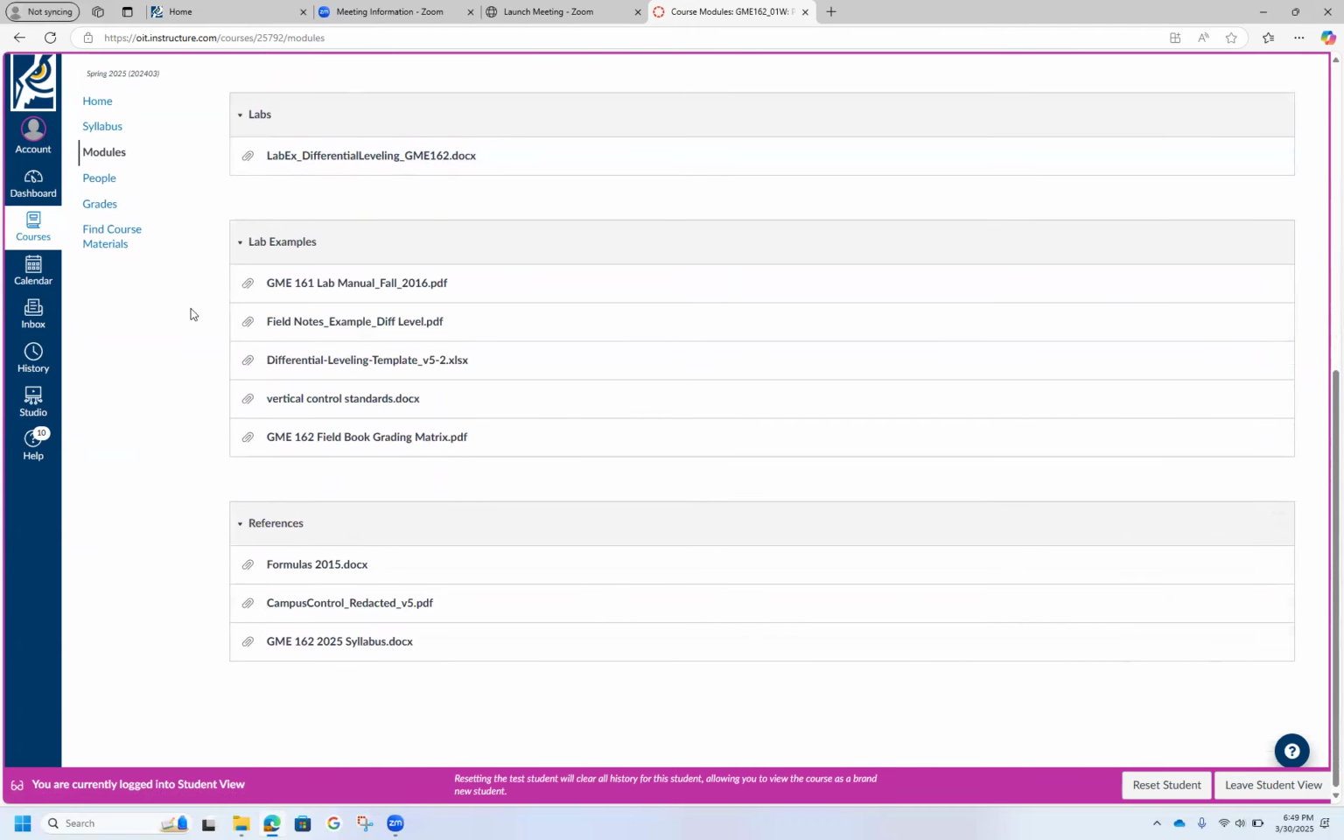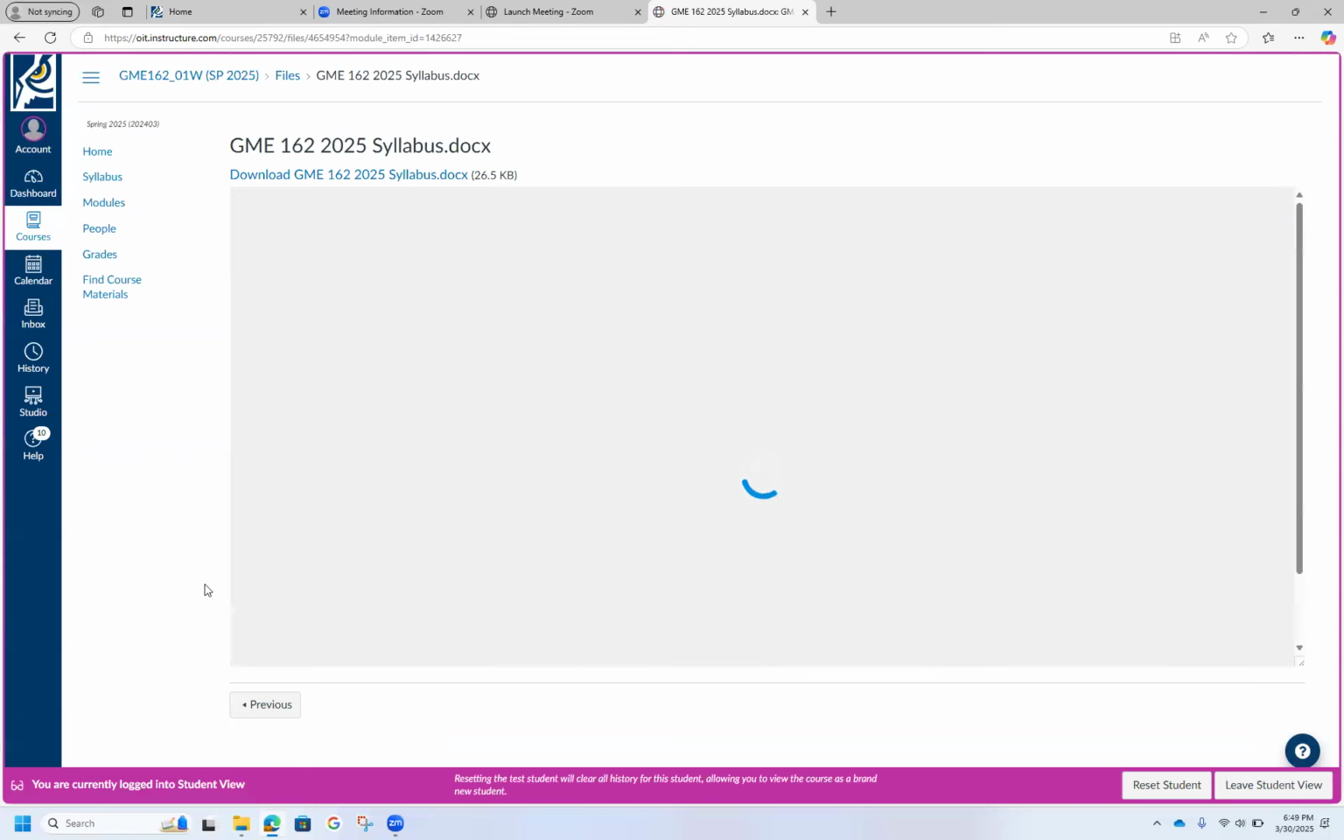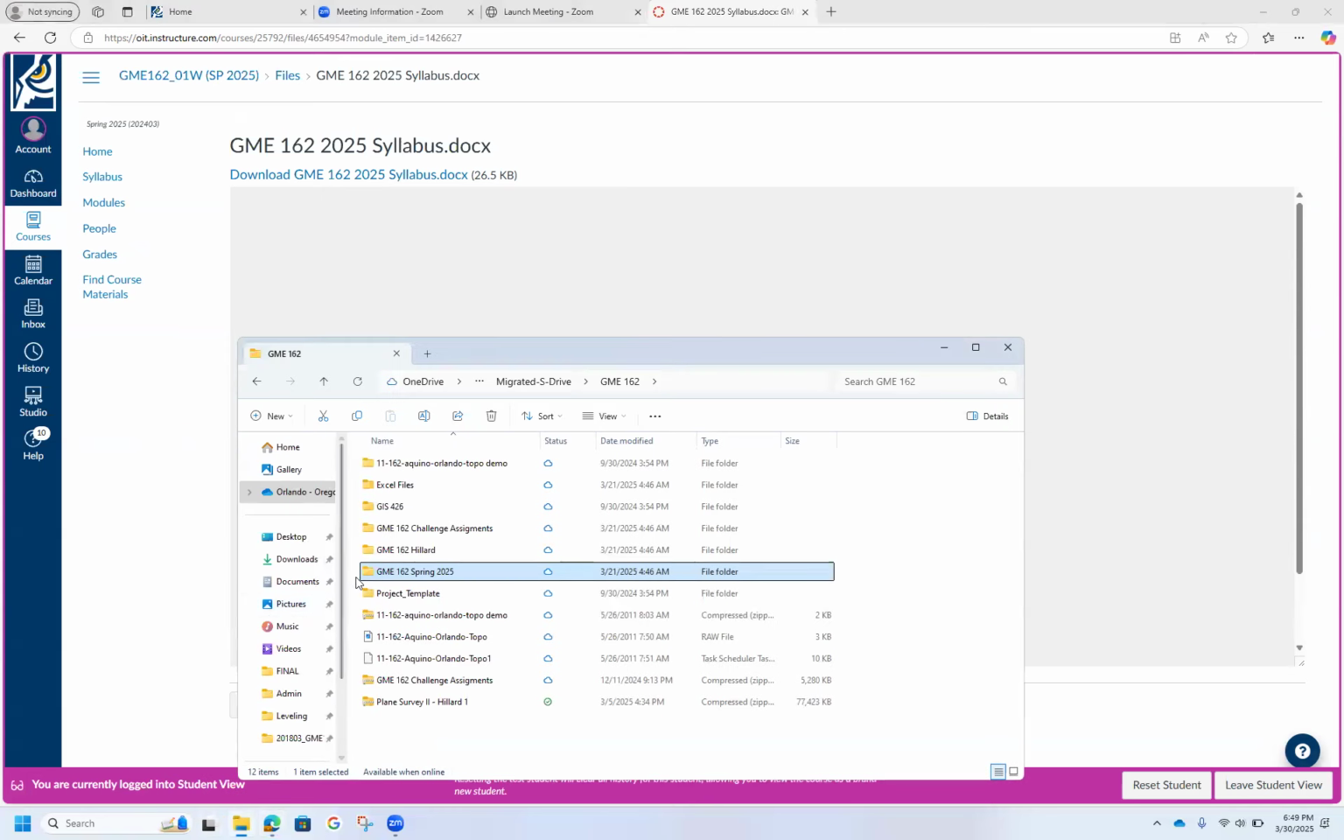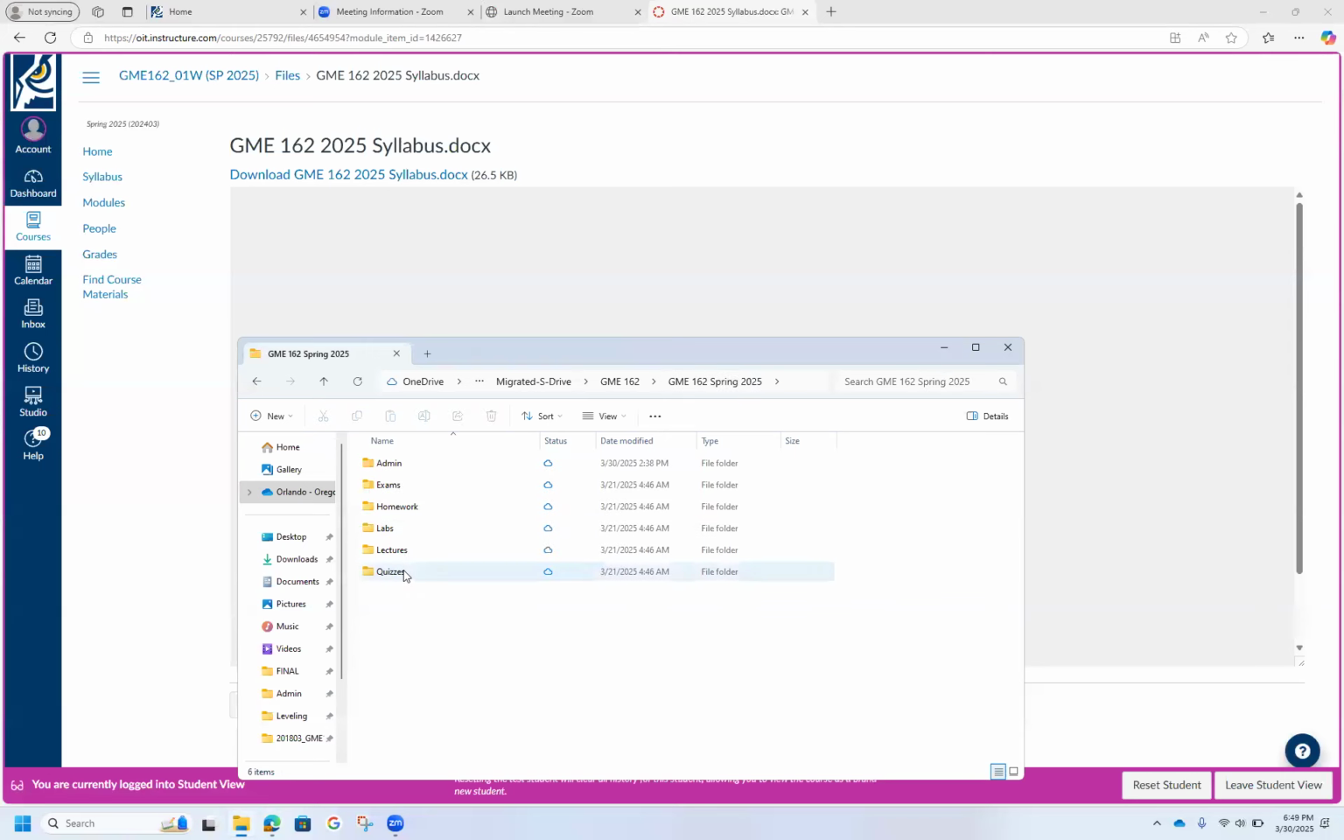The first thing I want to go over is the syllabus. Let's see if it'll load up. If not, I'll pull it up on the file explorer. It doesn't want to pull up, so I'll pull it up right now. It should be under admin. There we go.